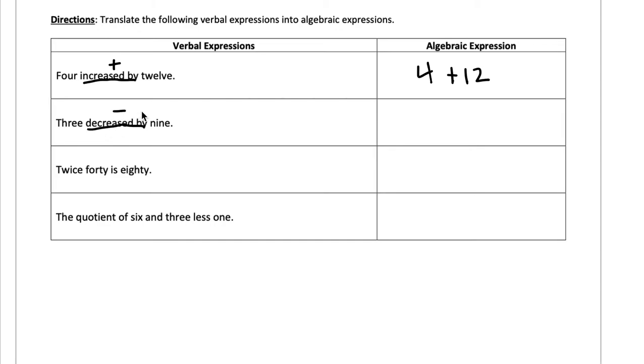My next example says that 3 is being decreased by 9. When we decrease, we are subtracting. It's getting smaller. So I start with 3. It's being decreased, so we subtract 9 from it. So if I had 3 minus 9, or 3 decreased by 9, I would end up with negative 6.